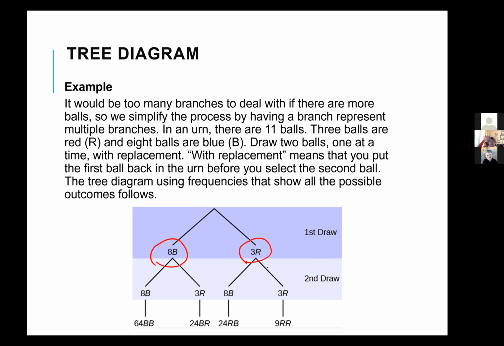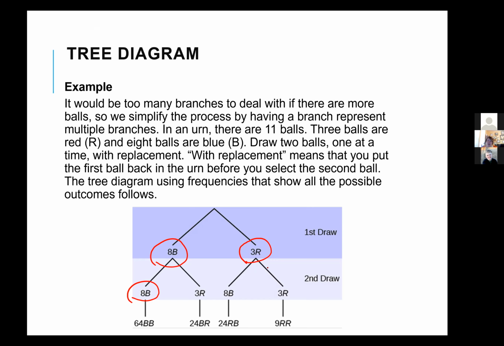Now you put whatever ball you draw back in the urn, and you draw a second ball out. If you drew a blue one the first time, you could draw a blue one again. There are still 8 different outcomes in there that are blue. So you could draw a blue, or you could draw a blue, and that's what that second branch represents. There are 8 different blue balls in the urn. In the first draw, 8 of them are blue, and in the second draw, 8 are blue.